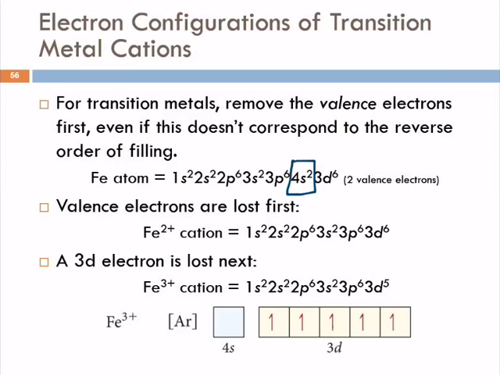So we're going to remove the valence electrons first, and that would give us an Fe2+ cation with this electron configuration. If we're going to make an Fe3+, we've already removed the valence electrons. Now we will go with reverse order of filling, and we'll take off one of these 3d electrons, and this would be the electron configuration for iron 3+. Any questions?